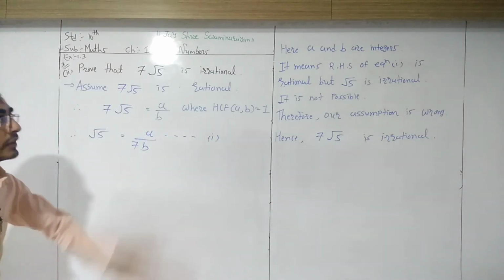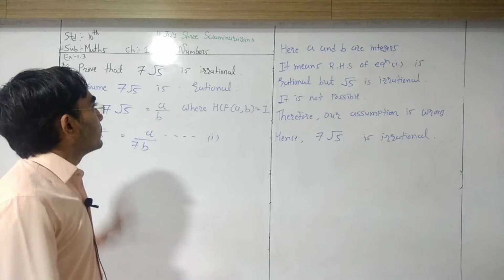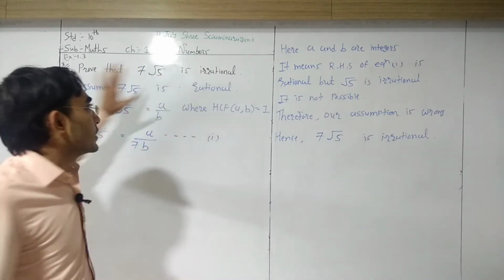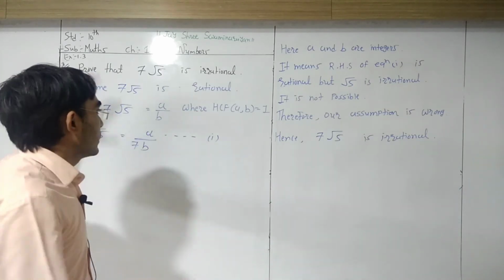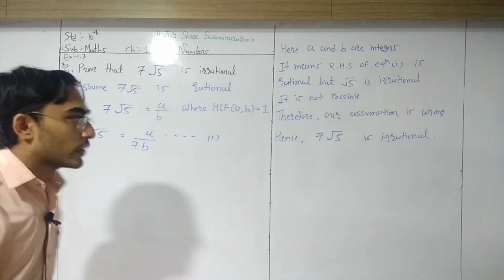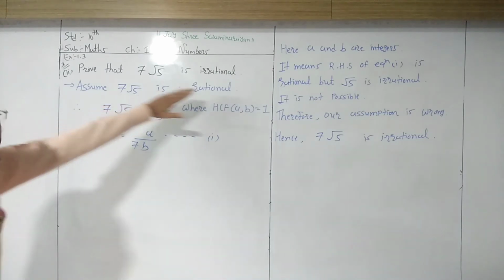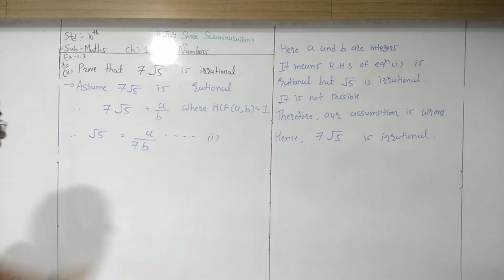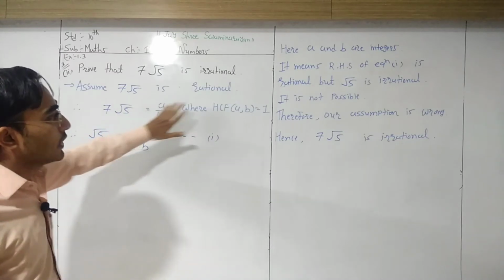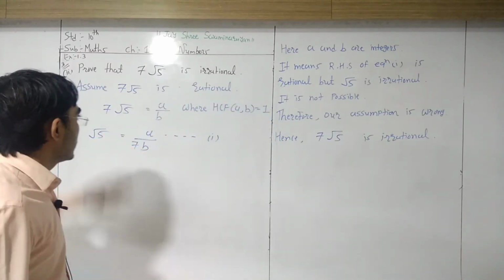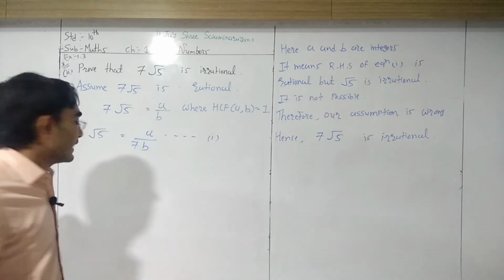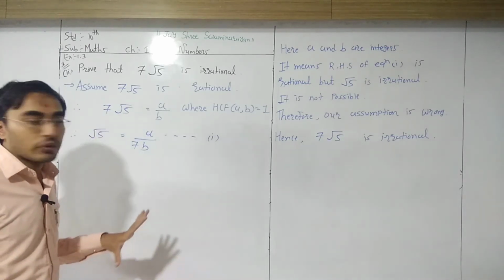So in a similar way we can prove this sum. And even if this question is asking for 4 or 3 marks, first of all we need to prove that under root 5 is irrational. After that we can write these steps. Again, assume 7 under root 5 is rational. If it is rational, we can represent it in the form a by b, where HCF of a and b is equal to 1. Now we want under root 5 only, so transfer this 7 to the right hand side. So under root 5 is equal to a upon 7b.